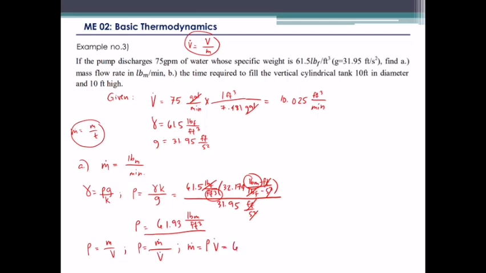So density is 61.93 pound mass per cubic feet times the volume flow rate. We have 10.025 cubic feet per minute. So the cubic feet cancels out, and you get the mass flow rate in pound mass per minute. Okay, so that is now our mass flow rate. Kindly calculate: 620.87.